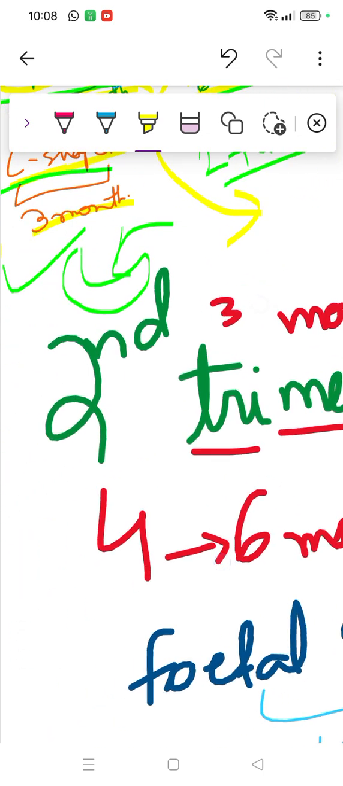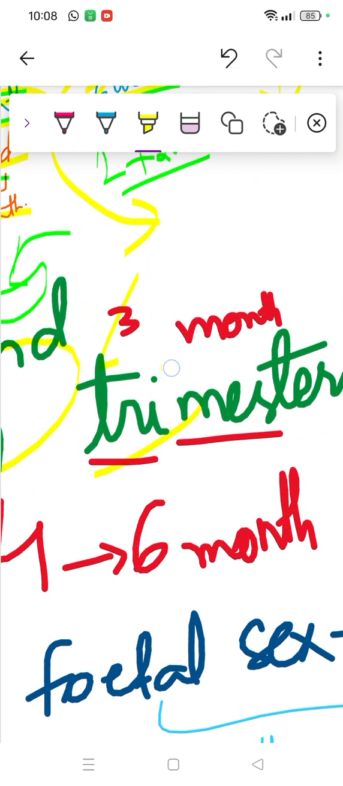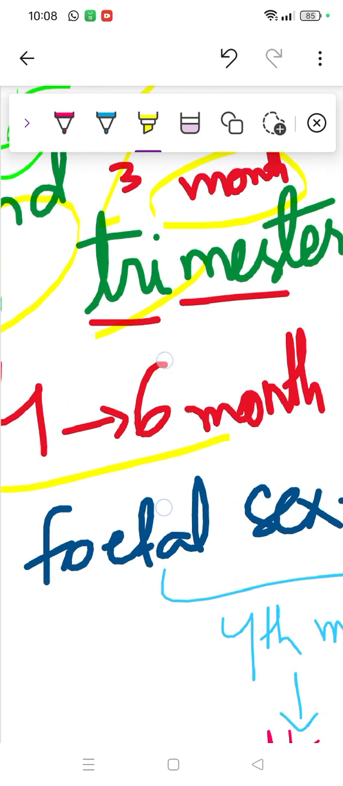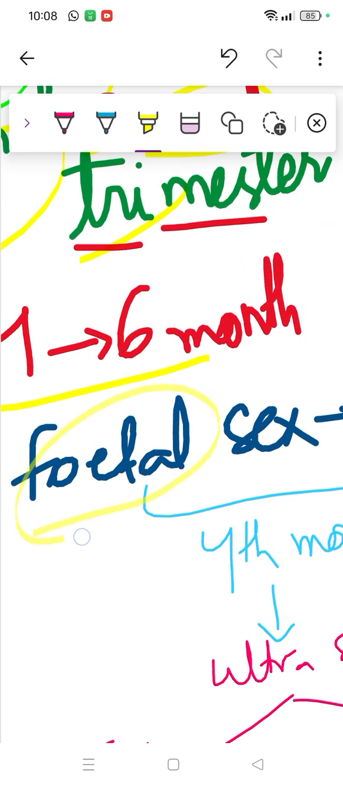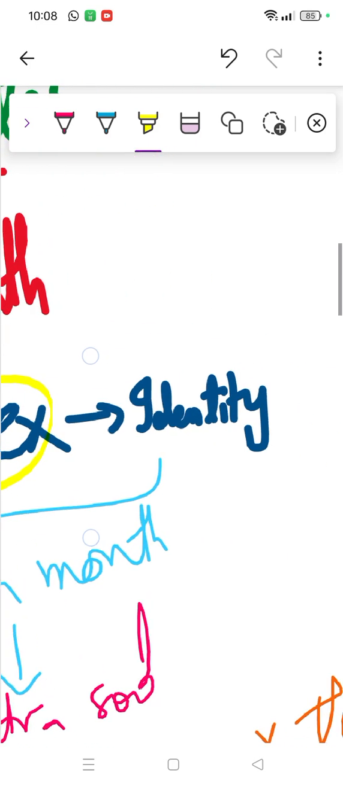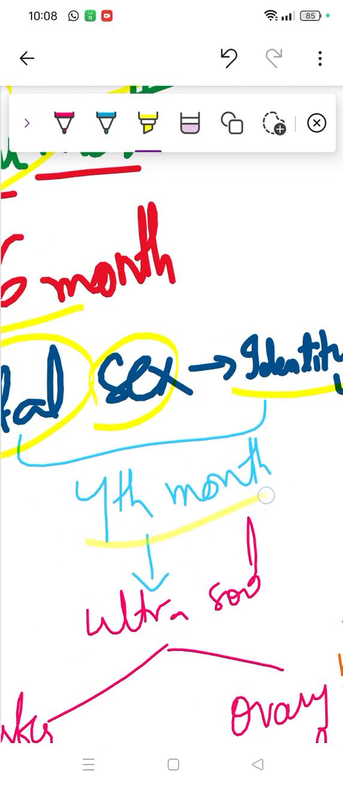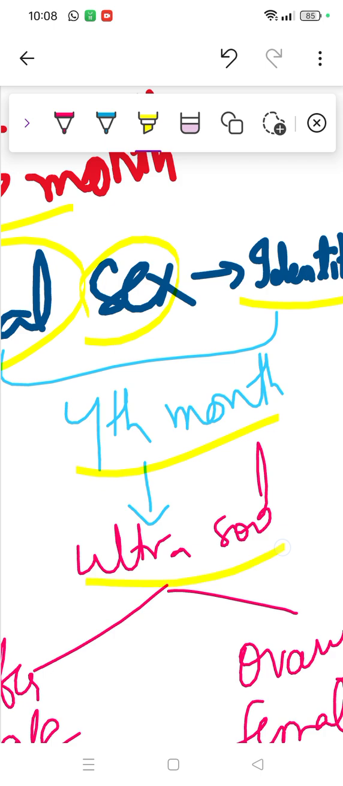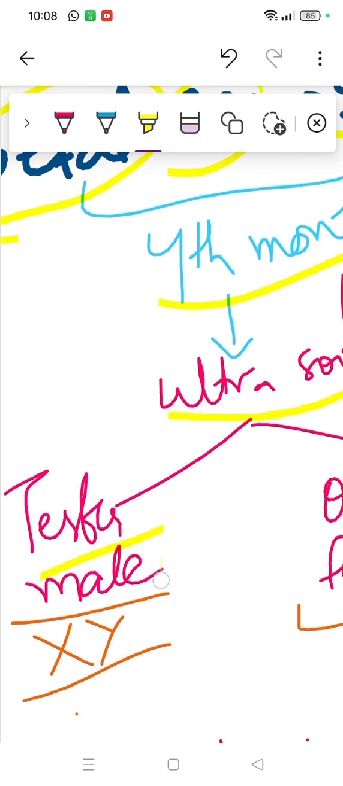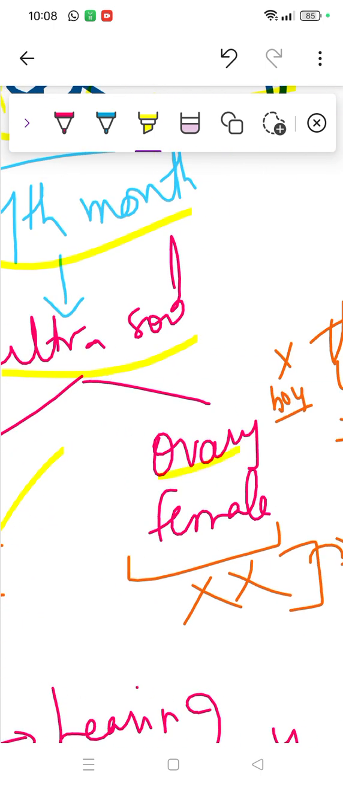Then comes the second trimester. Tri means 3, mester means months. So 4 to 6 months is called the second trimester. And here we'll see fetal sex. That means now in the fourth month you can identify by ultrasound whether it is the testis, which means it will be male, or if it's the ovary, it means it will be female.